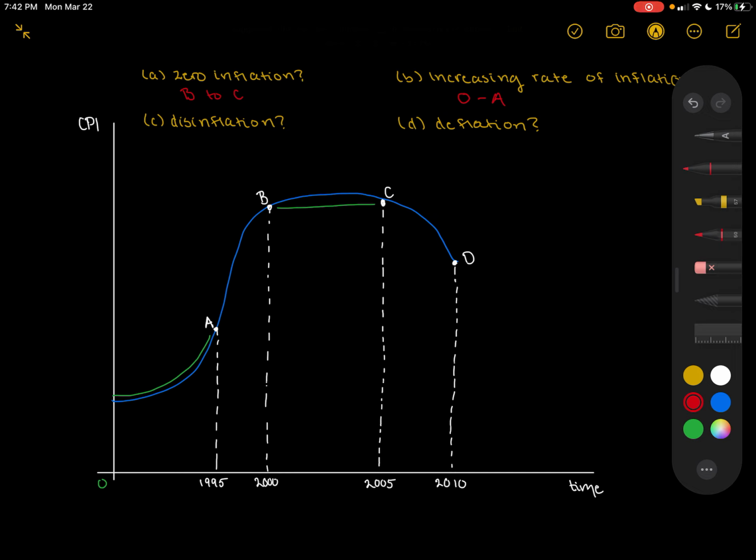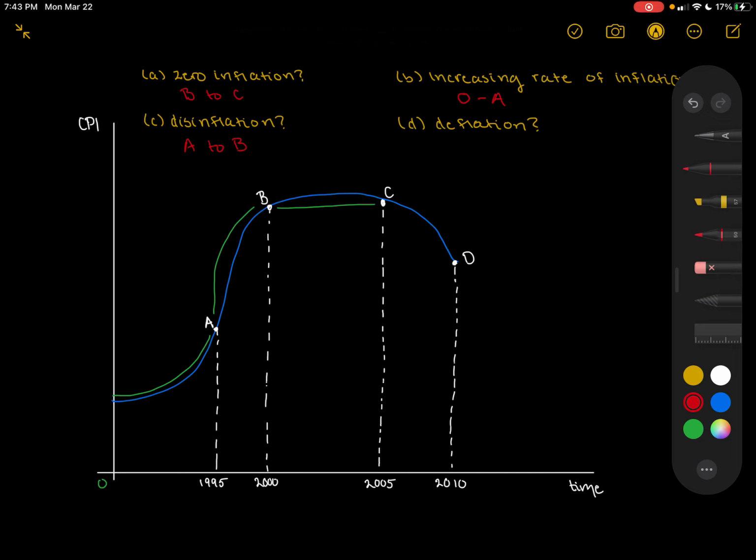Now, how about disinflation? Disinflation is really just this time period where we're experiencing a slowdown in inflation. So inflation is still occurring, it's just at a lesser rate. Here we could probably see that from A to B, right? Because it's not increasing at quite the rate from 0 to A. So it's slowed down a little bit, but we're still definitely seeing an increase in inflation. So we can conclude that we're seeing disinflation from point A to point B.